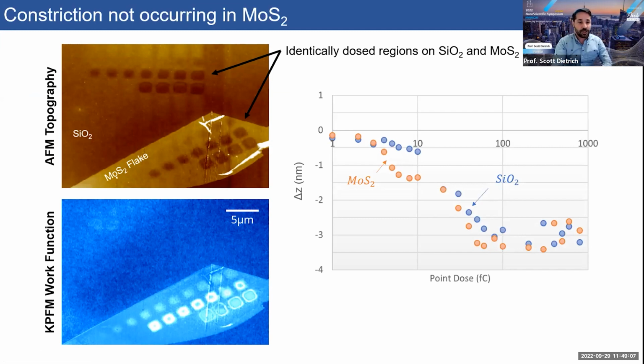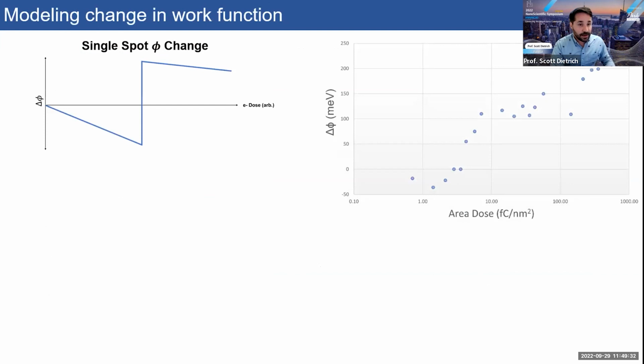And so if we look at this change in the topographic height for the MoS2 and the silicon dioxide, they more or less agree with one another. And so we can isolate the effects in that this constriction, this topographical change is happening in both the MoS2 and the SiO2, where the work function change is really only happening in the MoS2. And so that's great news for us. We're converting the entire thickness here.